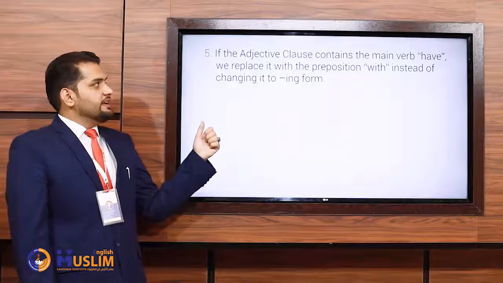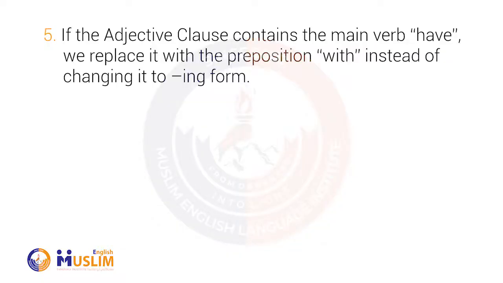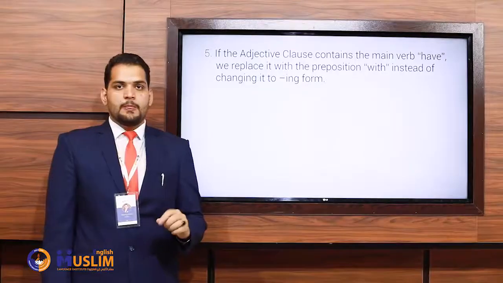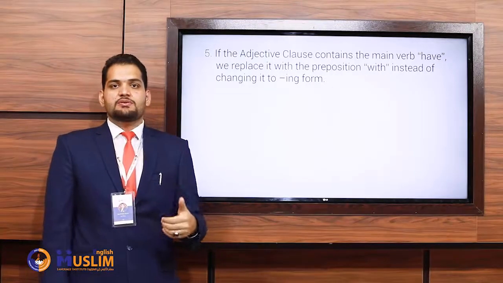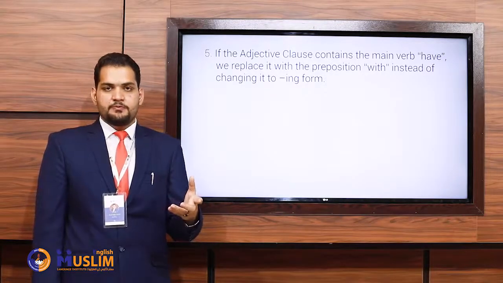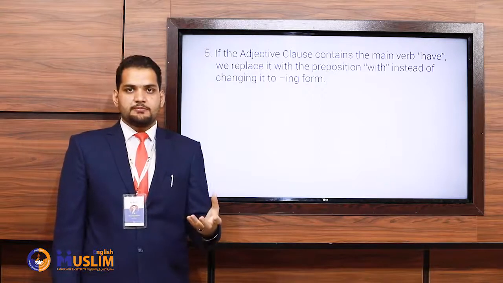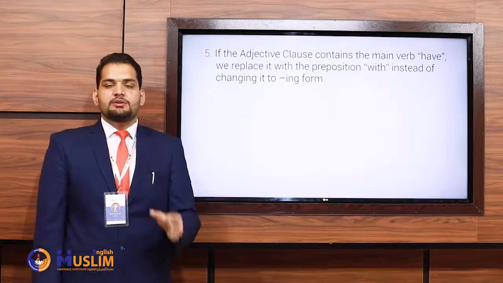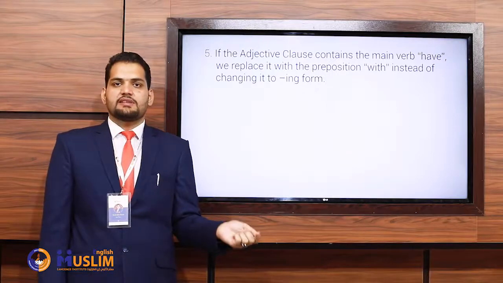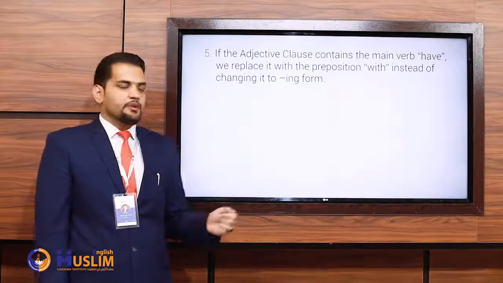Number 5. If the adjective clause contains the main verb have, we replace it with the preposition with instead of changing it to ing form. Sometimes have is used as a main verb, and it means to possess something. In that case, you need to remove have and instead of that use with.